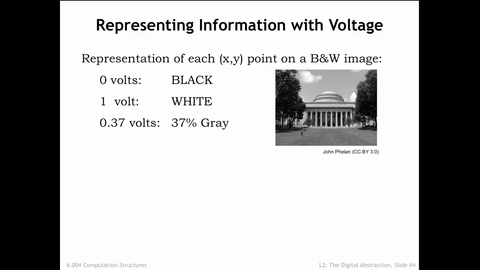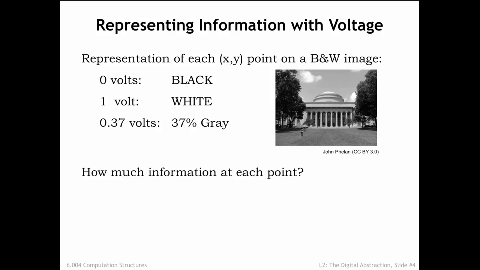Consider the problem of using voltages to represent the information in a black and white image. Each x, y point in the image has an associated intensity. Black is the weakest intensity, and white the strongest. An obvious voltage-based representation would be to encode the intensity as a voltage, say 0 volts for black, 1 volt for white, and some intermediate voltage for intensities in between.